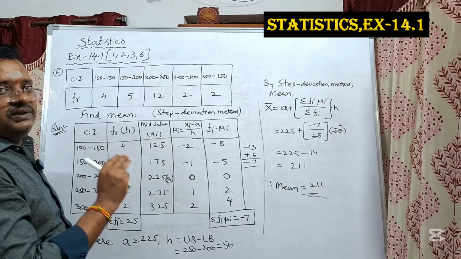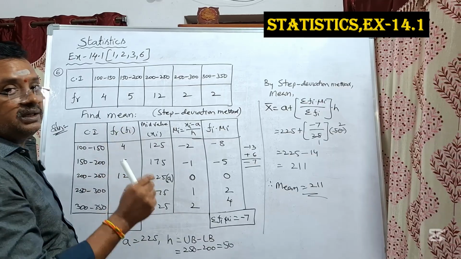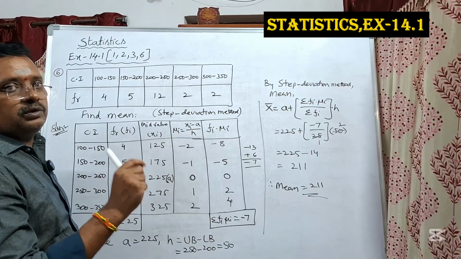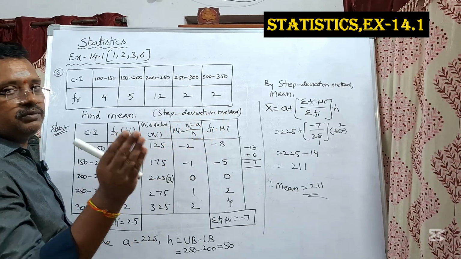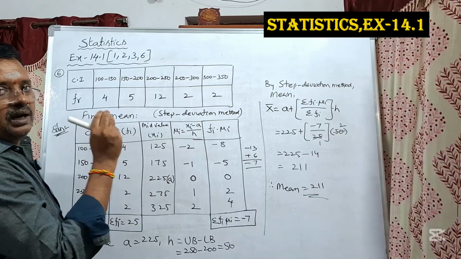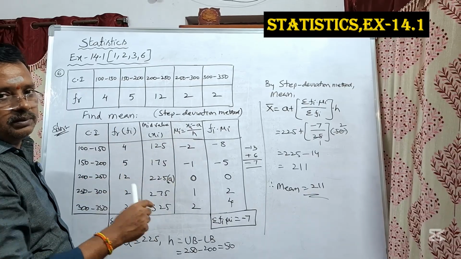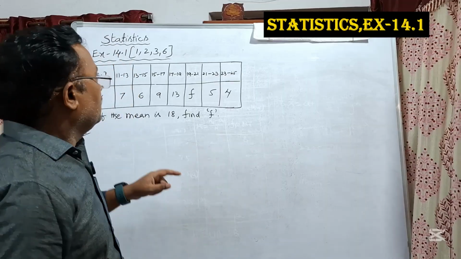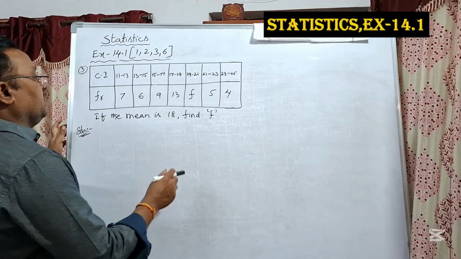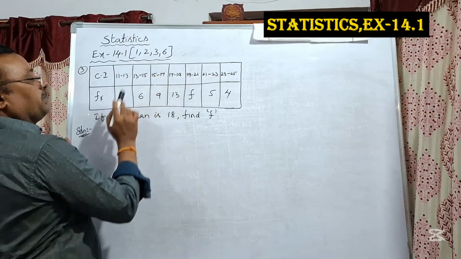Otherwise if they ask you to find the mean by using a suitable method, suitable method means any one of these three methods, not a fourth method, whichever you feel comfortable with, apply that method to solve the problem, right? Okay. Now take the last problem under this exercise, that is the third problem.